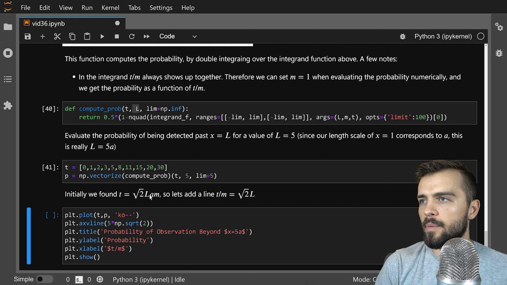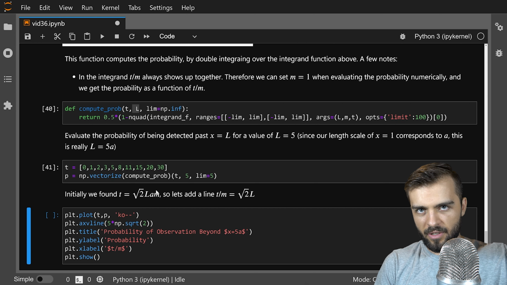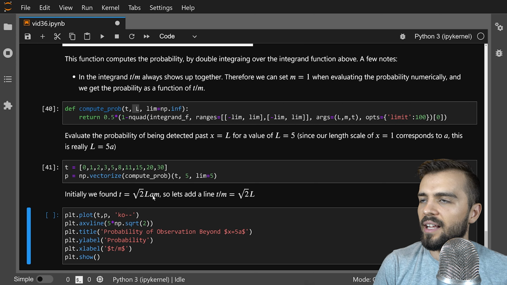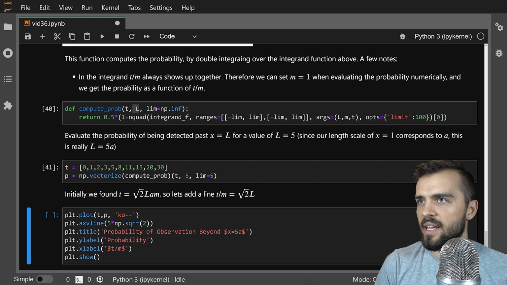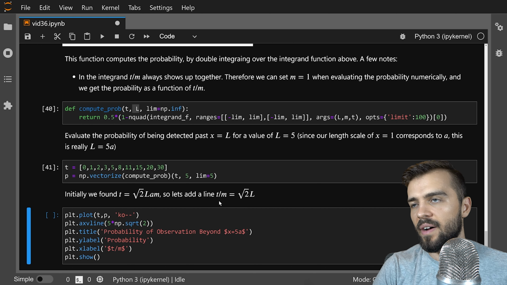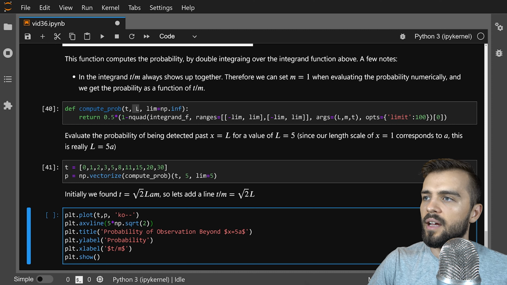And what I'm going to do, remember earlier we found that the time it takes to get past the detector using this classical approximation was t equals root 2 L a m. Remember a equals 1 in our case. And we're computing the probability as a function of t divided by m. So let's add a line at t divided by m equals root 2 L. So here I'm plotting 5 times square root of 2.